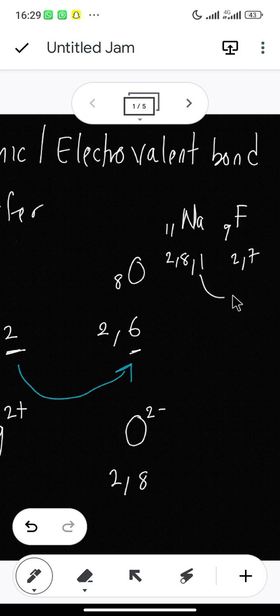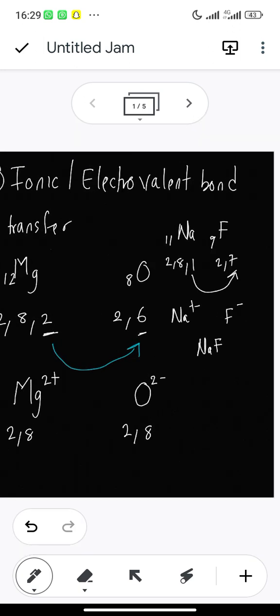You see that this just needs to transfer to this. So you have a stable atom. So you're going to have Na+ because it lost 1 electron, and F-. So when you combine this, you have sodium fluoride. Do you understand? So this is just the basic idea of the electrovalent or the ionic bond.